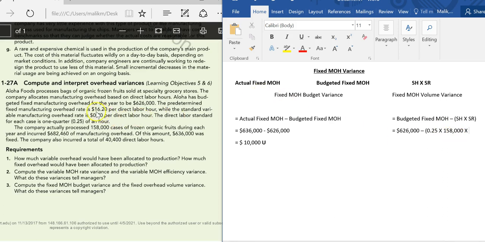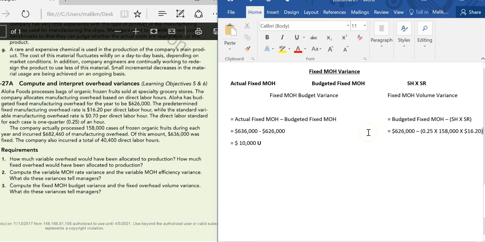Now we're gonna multiply with this standard rate, which is the standard rate for the fixed overhead portion. So the standard rate is given here, $16.20. Now if you multiply these three, then you will figure it out all based on your standard information. So now I did it. The first portion, it's already given, 626,000. This is our budgeted fixed overhead. Now we're gonna use these three parts to get the standard portion. So you have to multiply 0.25 times 158,000 times 16.20, and what I found is 639,900. So now you have to find the difference between 626,000 and 639,900.